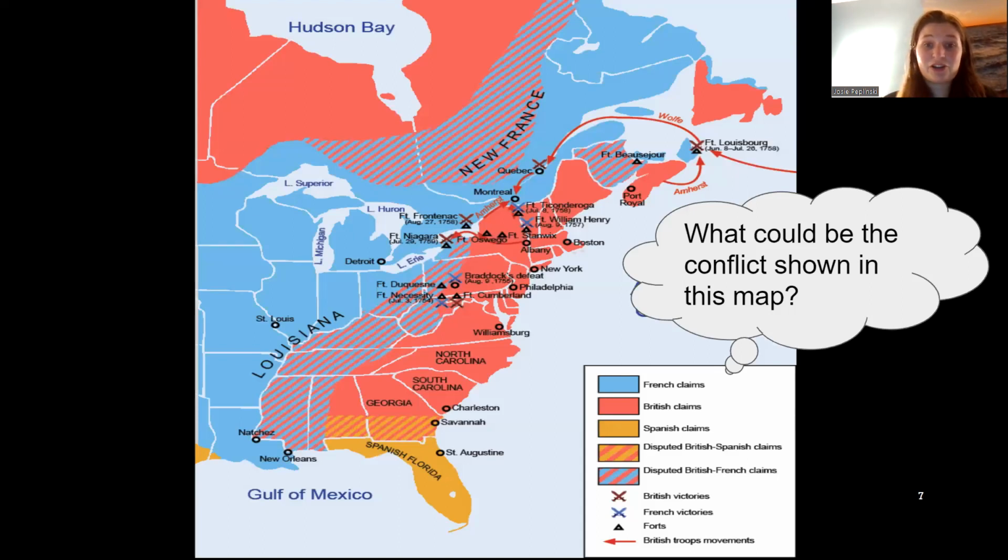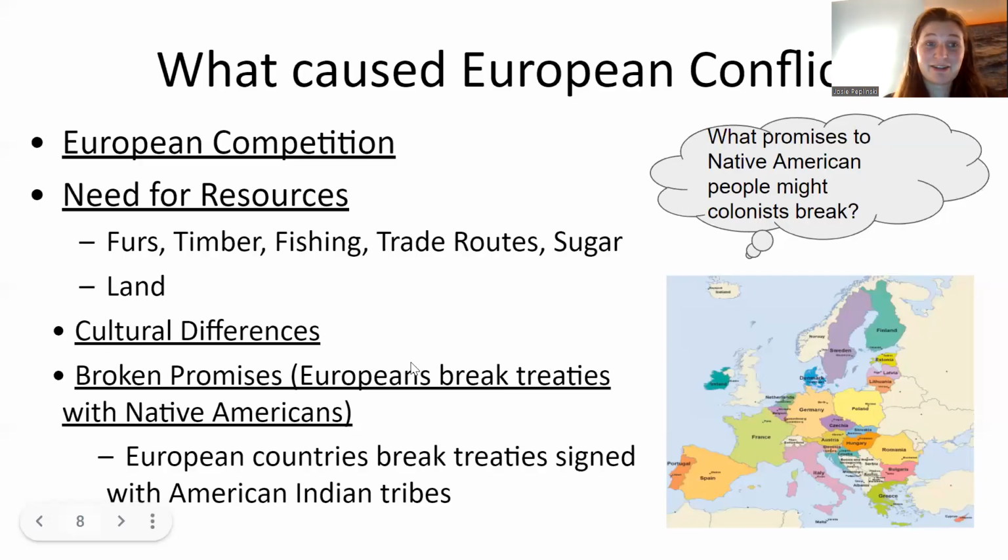You'll see on this map, we have this red coded area, which are British claims, and then the blue area are French claims. And these red and blue stripes are the disputed areas. That's going to be the main focus of a conflict here. Both of these countries want access to this area in order to access the resources, and they are trying to battle for the most power over this new world.